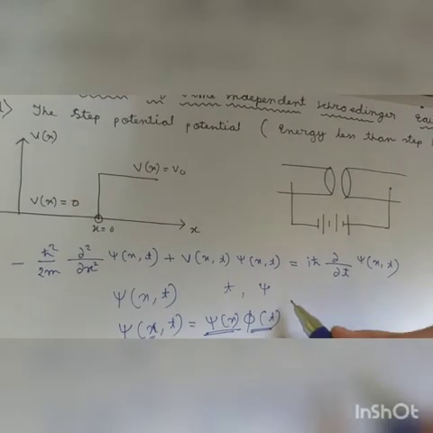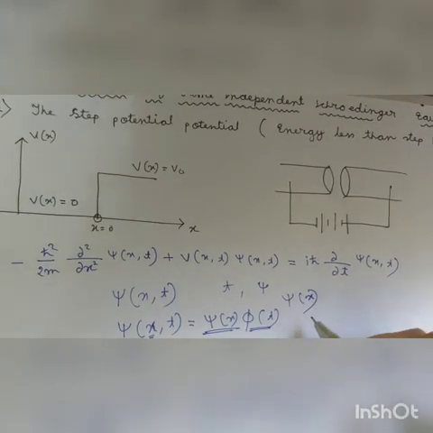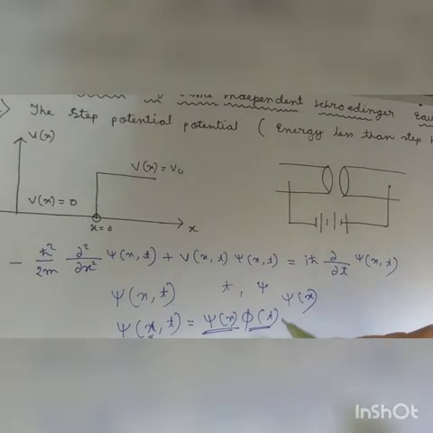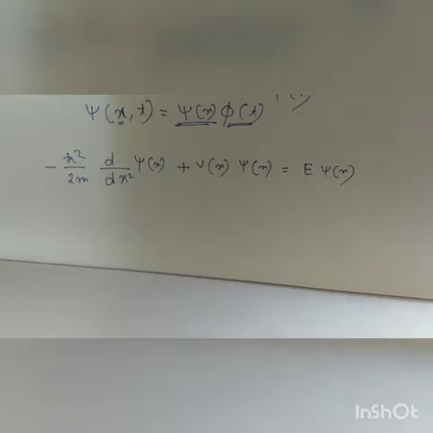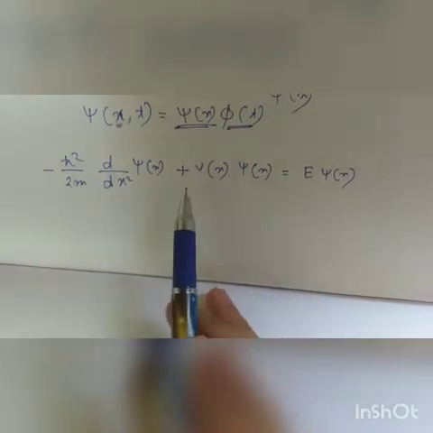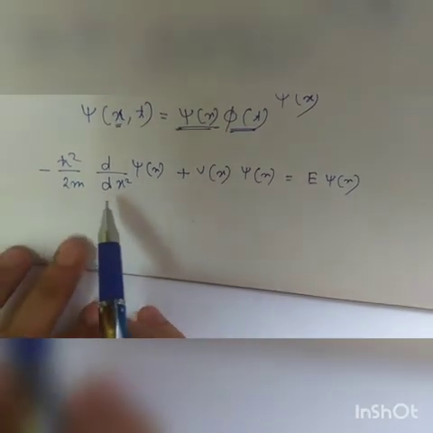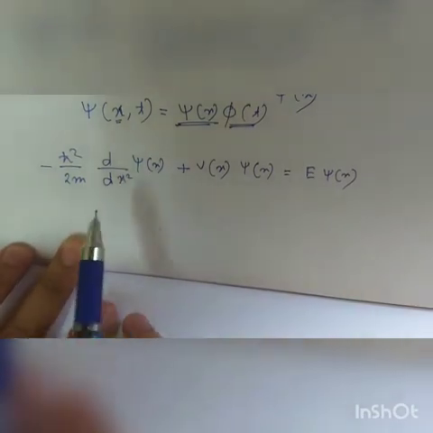The first equation is in terms of psi(x), and we call that the time-independent Schrodinger equation. After a few steps, we will get to this time-independent Schrodinger equation, and now we will have to solve this equation for a special case, that is the step potential.